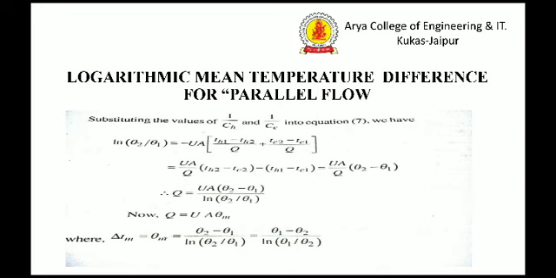Substituting the value of 1 by Ch and 1 by Cc in the previous equation, we will get ln (theta 2 by theta 1) is equal to UA upon q (theta 2 minus theta 1). Therefore heat transfer rate is equal to UA (theta 2 minus theta 1) upon ln (theta 2 upon theta 1). Now we know q is equal to UA theta m, where theta m is equal to (theta 2 minus theta 1) upon ln (theta 2 upon theta 1), which is equal to (theta 1 minus theta 2) upon ln (theta 1 upon theta 2). This expression gives the value of LMTD for the parallel flow.